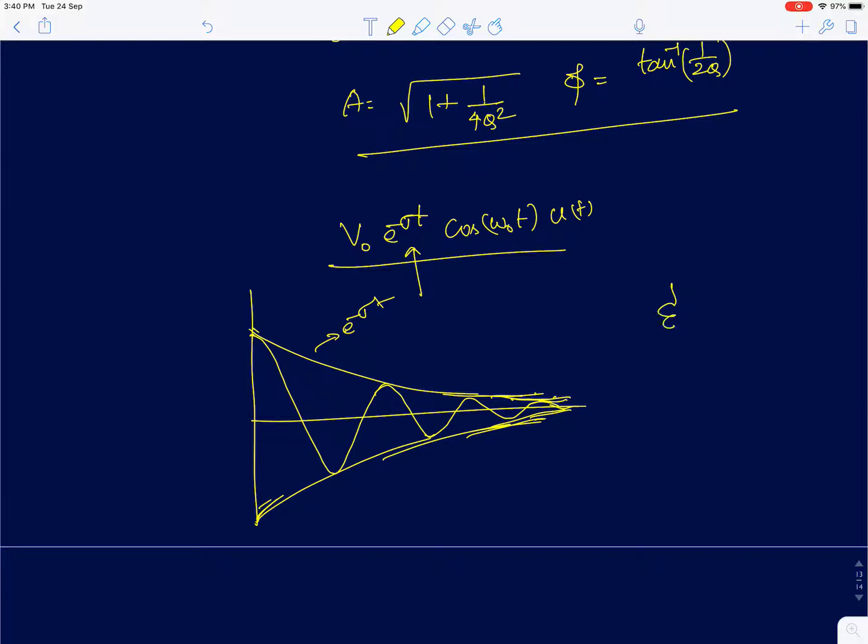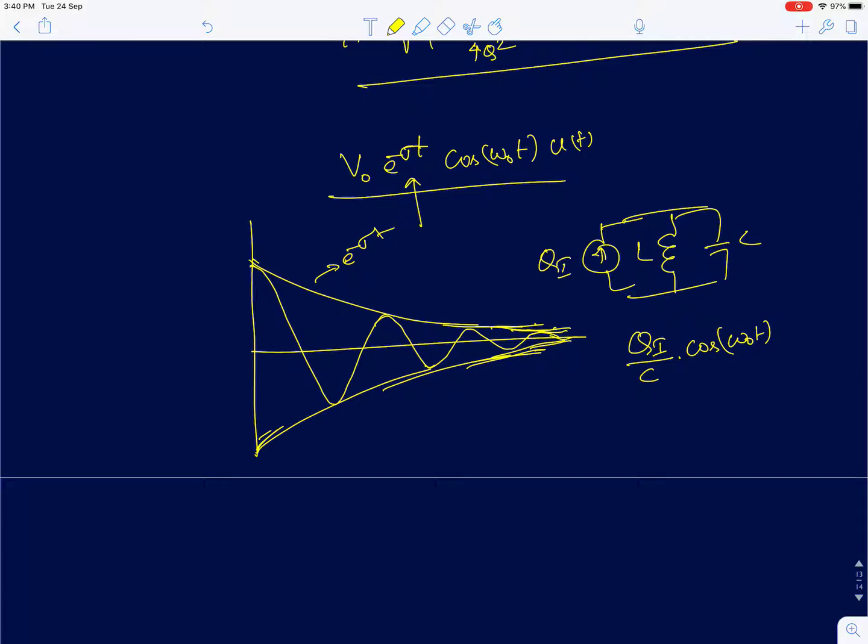Now for a lossless LC circuit, if you remember, we fed an impulse to a lossless LC circuit, and we observed that if I fed an impulse of say charge Qi, the initial voltage developed was Qi by C, and the solution was actually cos of omega naught t. That should also make sense because the charge is instantly stored across the capacitor, and the voltage of Qi by C is developed across it. Then the energy is transferred back and forth between the inductor and capacitor.